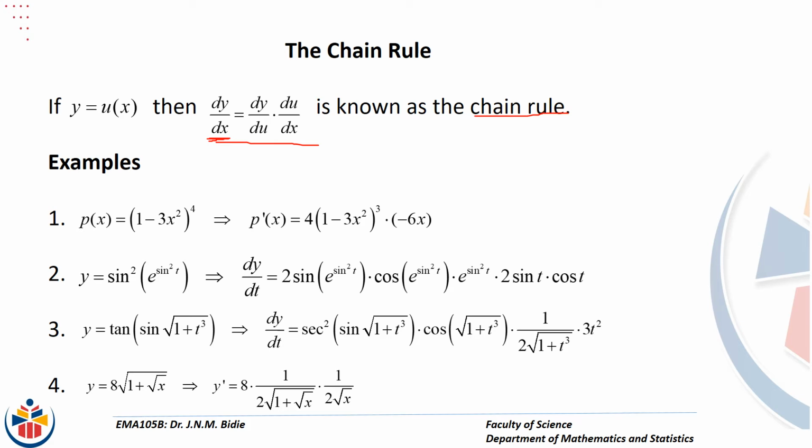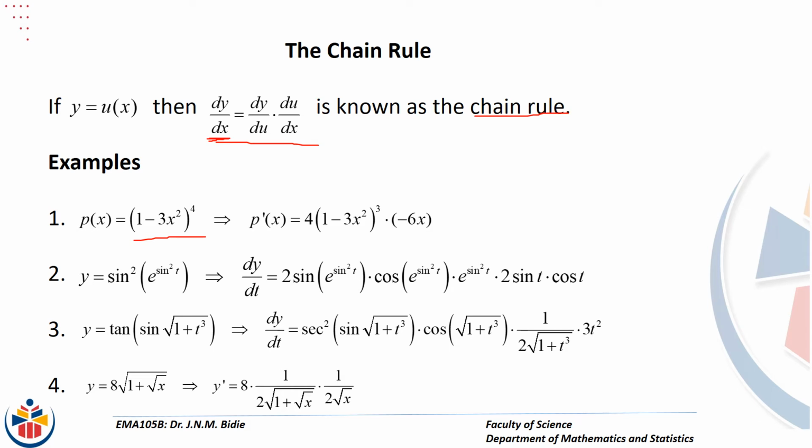Number one, p of x is given to us as 1 minus 3x squared, all to the power 4. So the first thing we notice is that this is a composite function. There's 1 minus 3x squared inside another function. So in place of x, we have 1 minus 3x squared. So it means the original function was x to the power 4, and then we introduced another function. In place of x, we had 1 minus 3x squared.